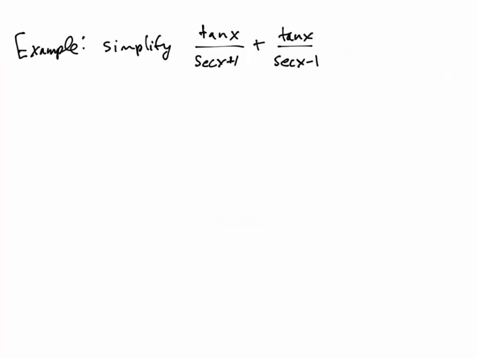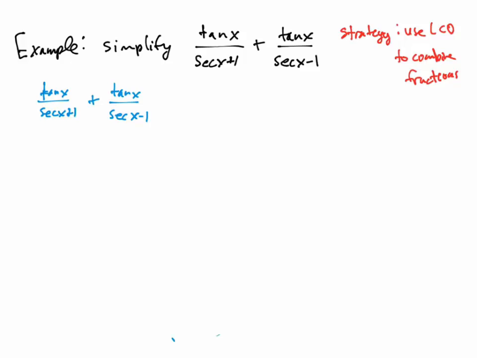What we have is tangent x over secant x plus 1 plus tangent x over secant x minus 1. So the strategy that I'm going to employ here is to use the LCD to combine these fractions. And this one is quite a few steps, so I'm going to try to write a little bit smaller here. So we want to combine these fractions by using the least common denominator, and the least common denominator here is going to be secant x plus 1 times secant x minus 1.